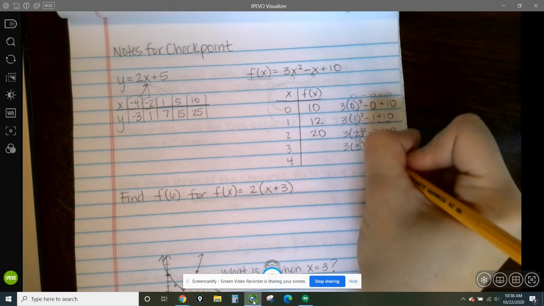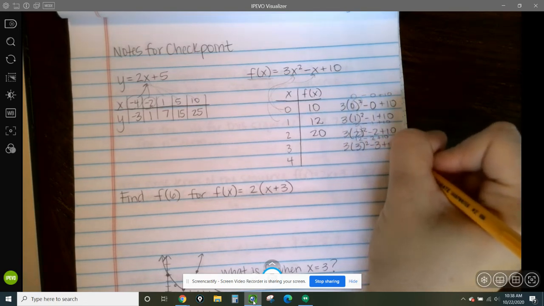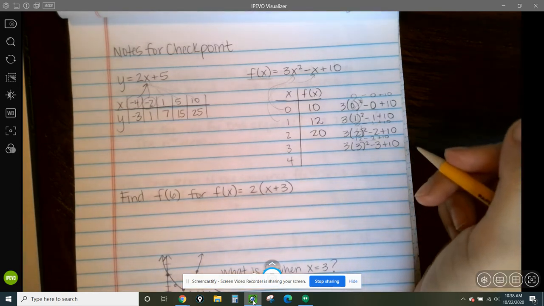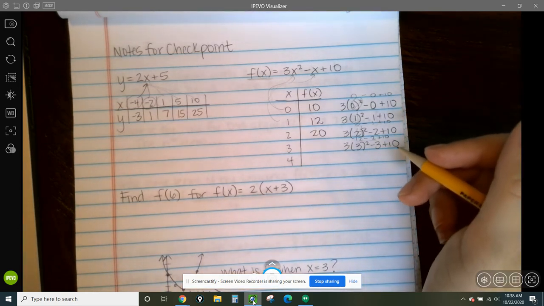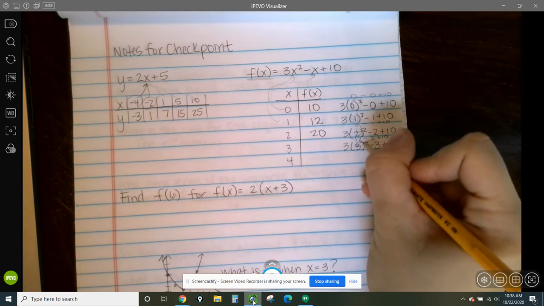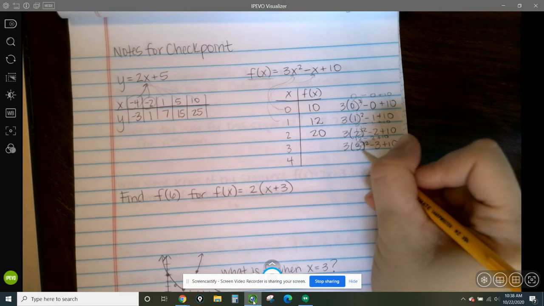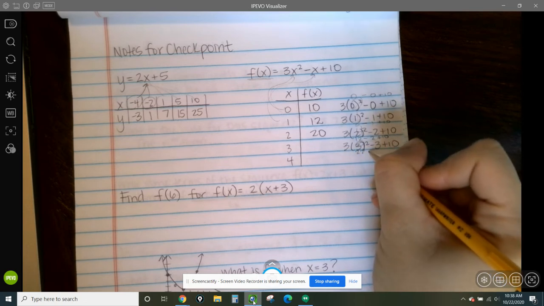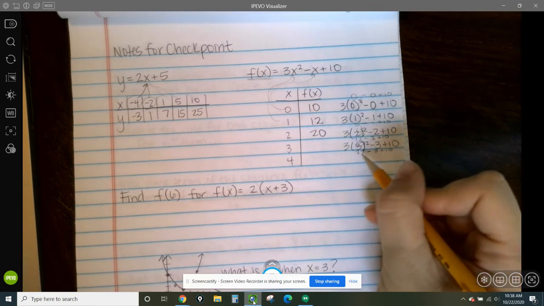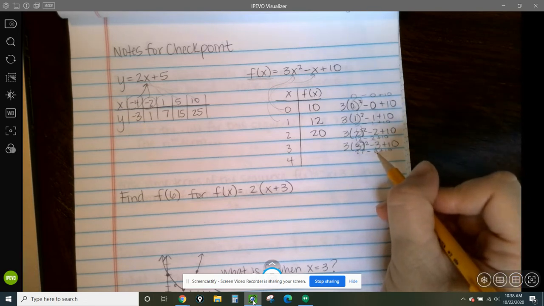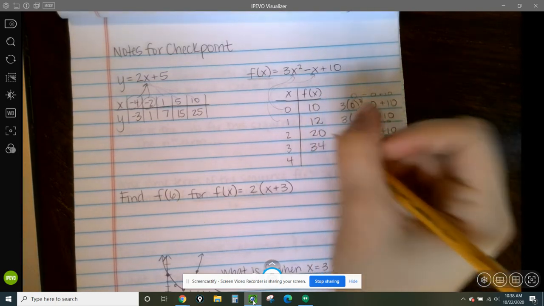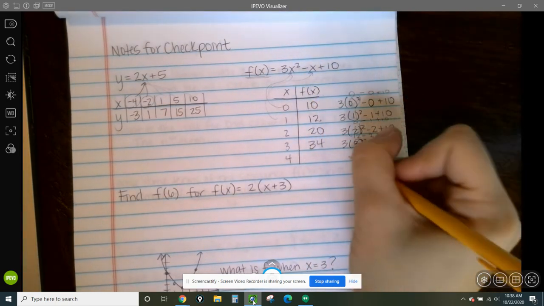So 3 times 3 squared minus 3 plus 10. Again, pause the video anytime if you need more time to write these down, or rewind it if you want to hear me say an example again. So 3 squared is 9. 3 times 9 is 27. So I have 27 minus 3 plus 10. So I'm going left to right here. 27 minus 3 is 24. Plus 10 is 34. And last, I'm going to plug in 4.